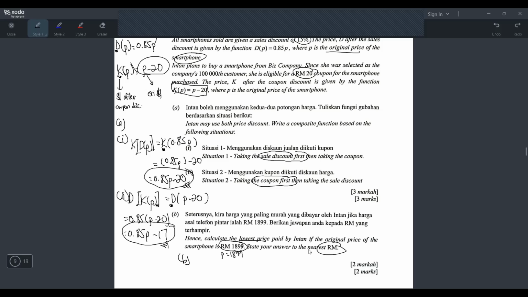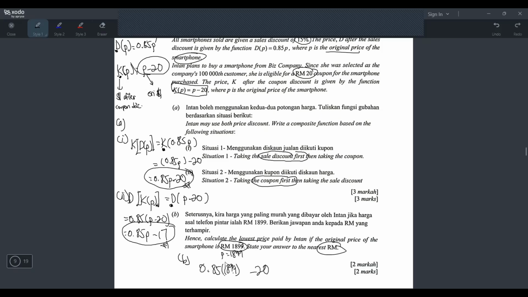So how to get your lowest price? The lowest price paid by Intan will be using this formula, which is 0.85p minus 20, and the P you will substitute with 1899, right? If you substitute P inside this other function, you will get another answer, and the answer will not be lower than this, right? This is the lowest one.